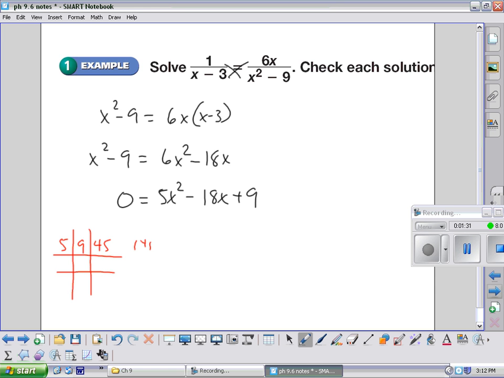So 1 times 45, 3 times 15. Hey, bingo, 3 times 15. And they were both negative because they're adding to negative 18. Fill in our puzzle, and it turns out to be 5x minus 3 and x minus 3. So my solutions would be x equals 3, x equals, subtract 3, divide 3/5.